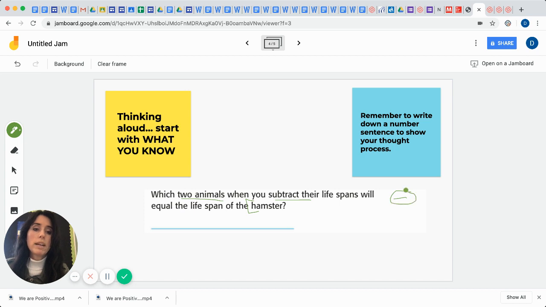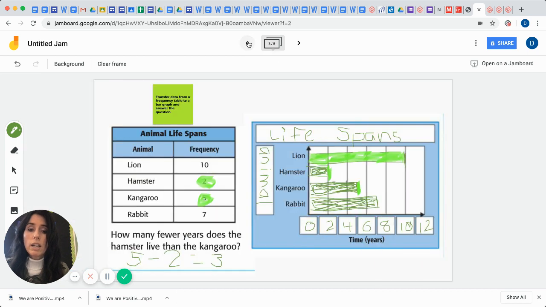That's my plan. And I'm looking at my bar graph to find out which two animals, when subtracted, will equal the hamster. My other little problem is that I need to know how many years the hamster lives. So let's go back to my previous slide and find out how many years the hamster lives, and we decided that was 2.